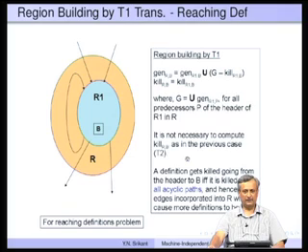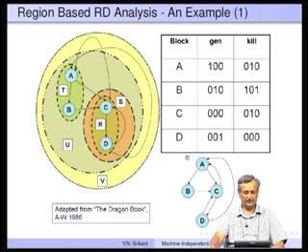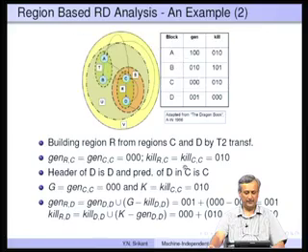So, this is what we did for reaching definitions. Then we saw how exactly it can be computed for this example. For each step, when we built a region R, we said how to compute the gen and kill sets.